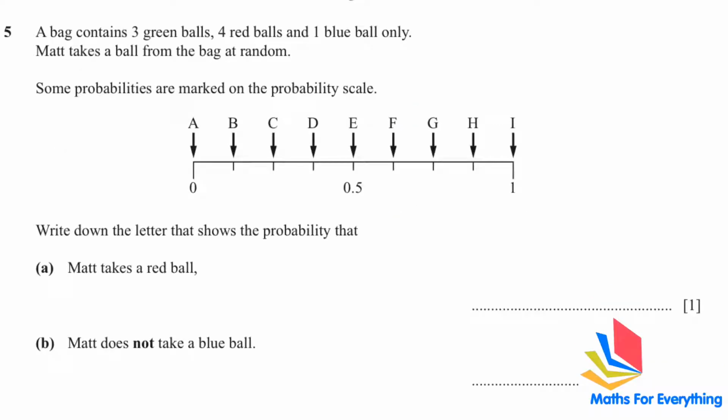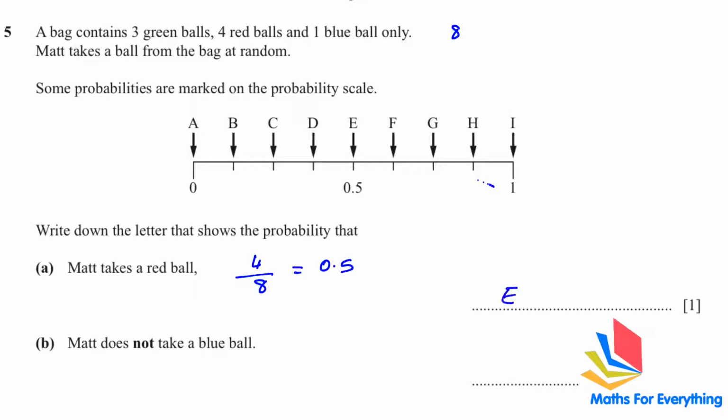Question number 5. A bag contains 3 green balls, 4 red balls and 1 blue ball only. So in total how many balls do we have? 8 balls. Some probabilities are marked on the probability scale. It's from 0 till 1 and it has been divided into 8 parts: 1, 2, 3, 4, 5, 6, 7, 8. Matt takes a red ball. What is the probability? There are how many red balls? 4. And total balls are 8. So that will give us 0.5.